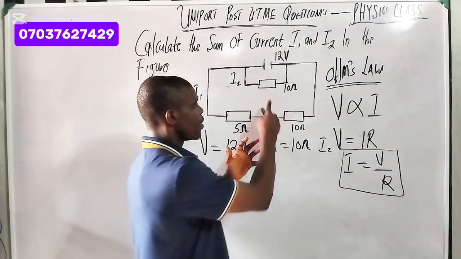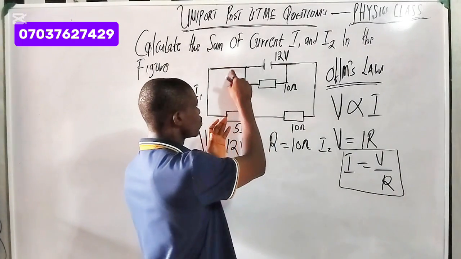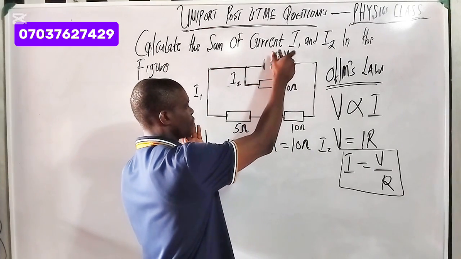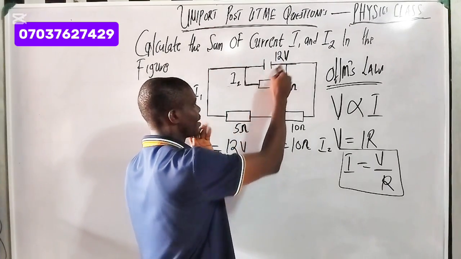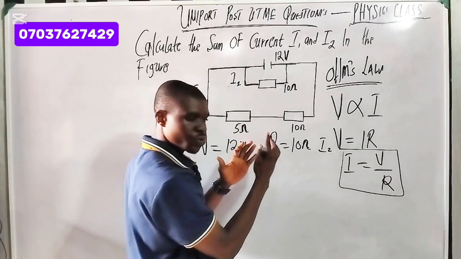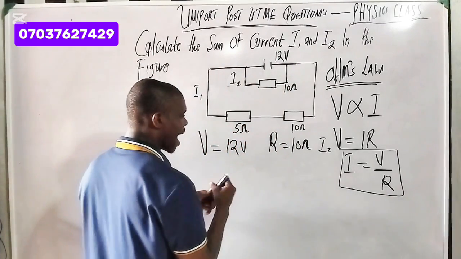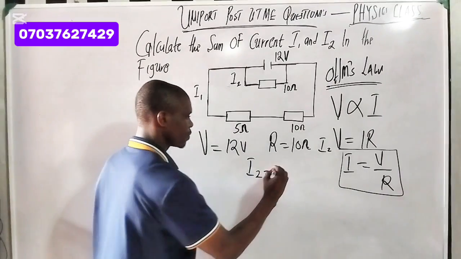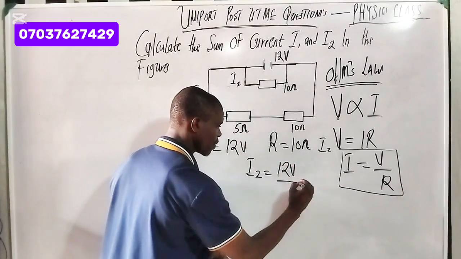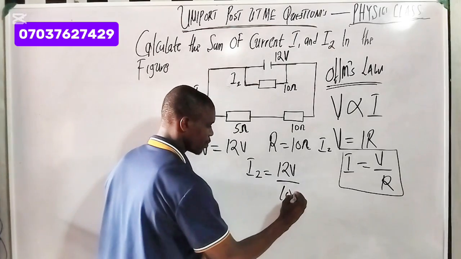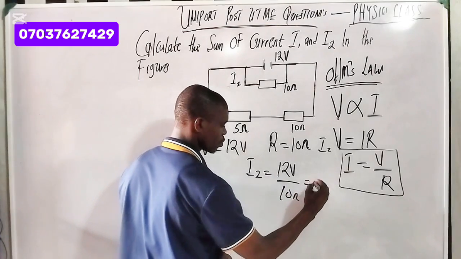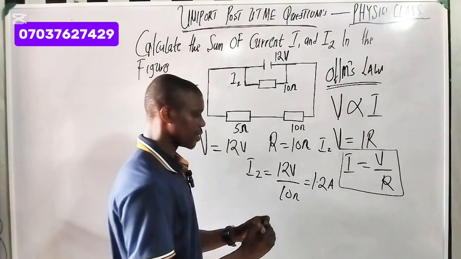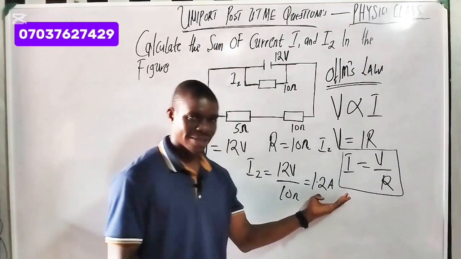So my I2 is connected to one resistor. This voltage is affecting here, and is also affecting here. Do you understand? So my I2 will be very easy to calculate. It equals 12 volts over 10 ohms, which is 1.2 amperes. Remember, the unit of current is amperes. Very important.